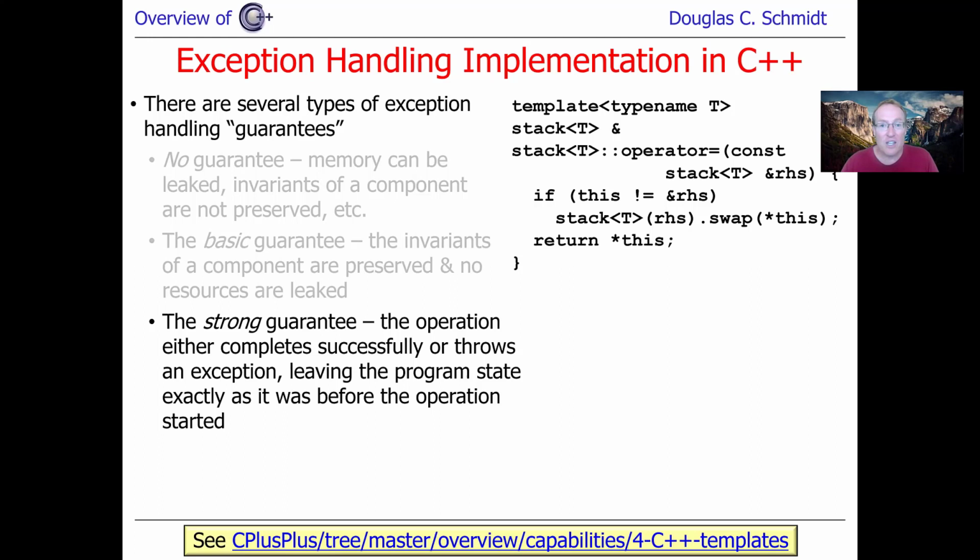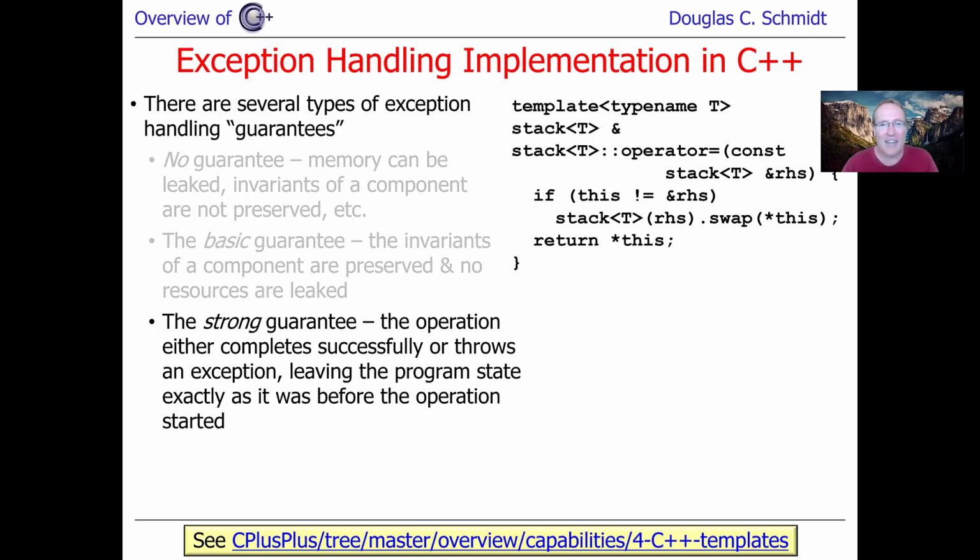We can do what's called strong exception safety guarantees. And what these guarantees say is either the operation completes successfully and all is well, or it throws an exception. And if it does throw an exception, the state of the program is left in exactly the same state it was before the exception was thrown.